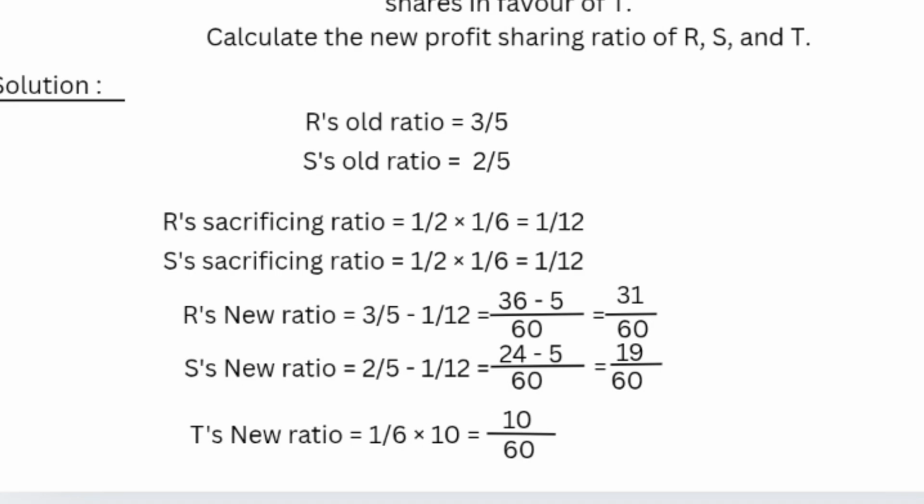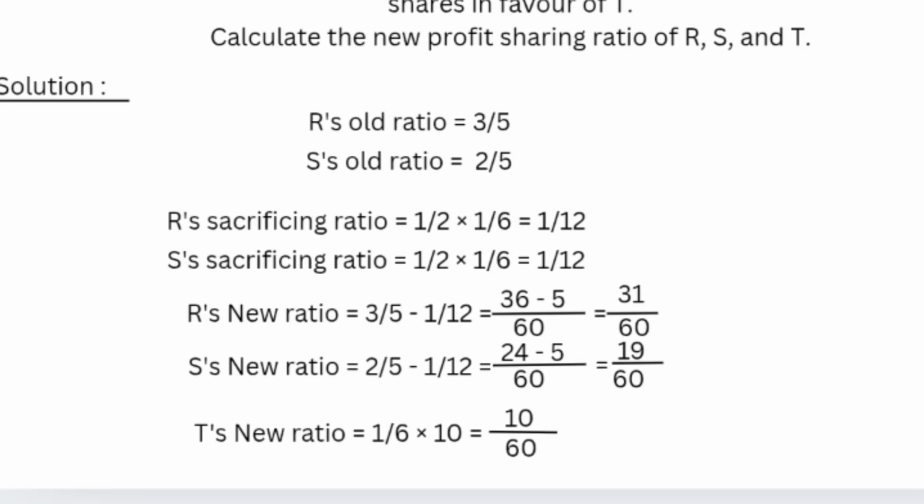Now we'll calculate the new ratio. Since the formula I already told you, old ratio minus sacrificing ratio, the old ratio is 3 by 5 minus 1 by 12. So we'll get this. LCM 60, 5 into 12 is 60. So 3 into 12 will be 36. I hope you understand.